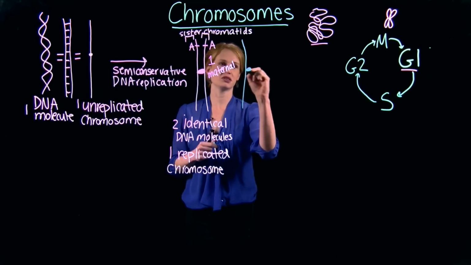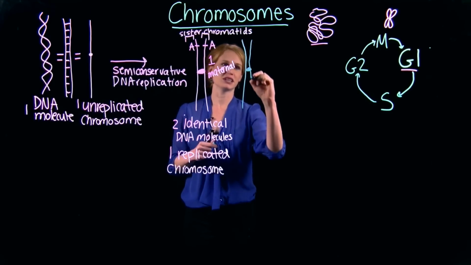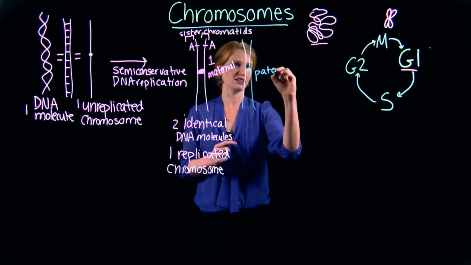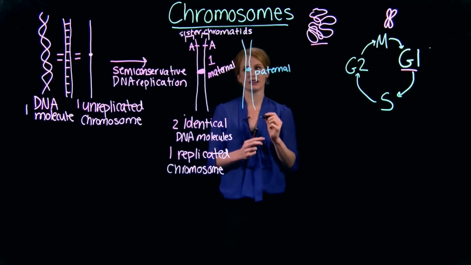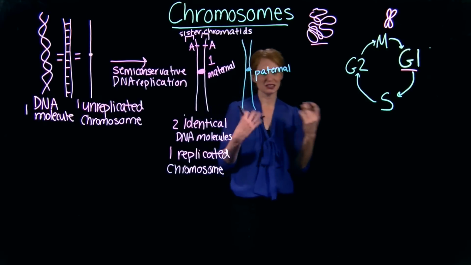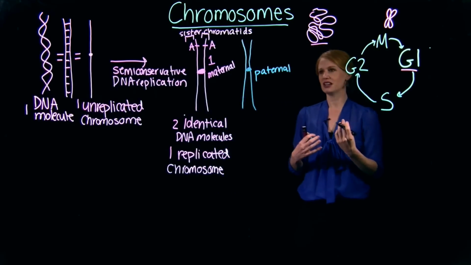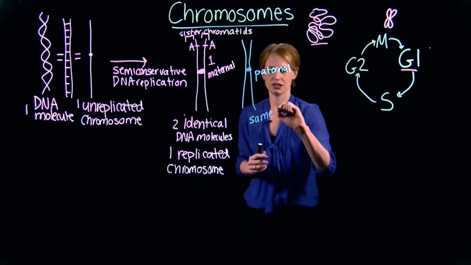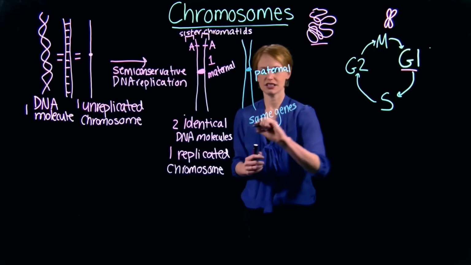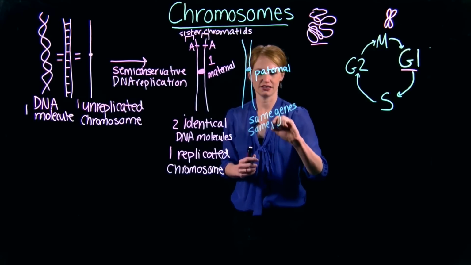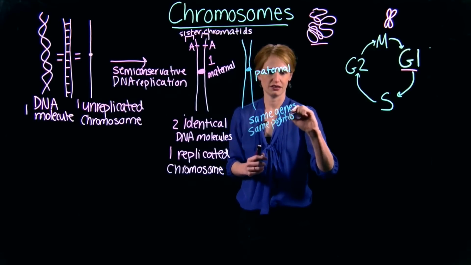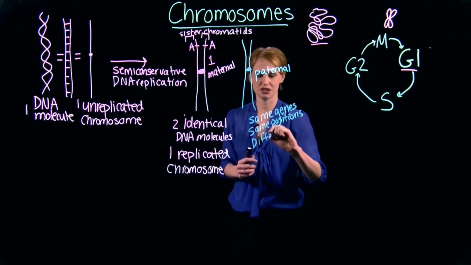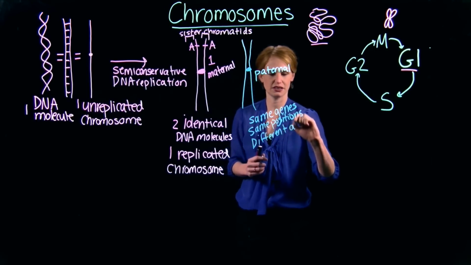And I'm going to draw the paternal copy already replicated. So the paternal copy meaning it's inherited from your dad. The relationship between these, they're actually very, very similar to each other. They have the same genes in the same positions, but they may have different alleles or different versions of those genes.